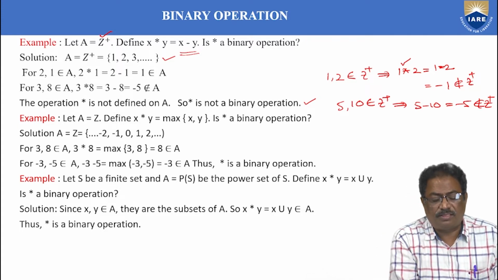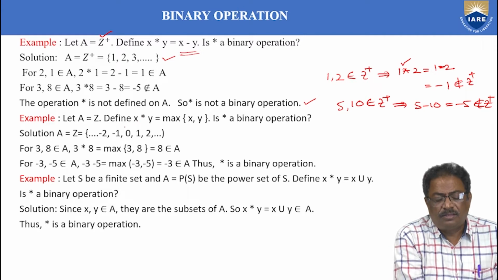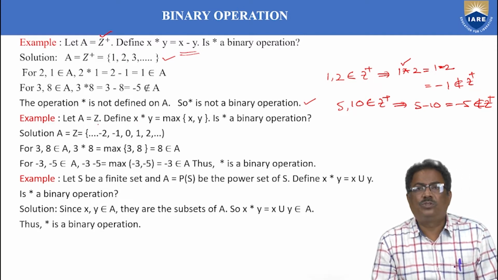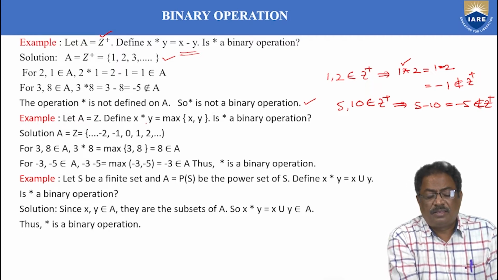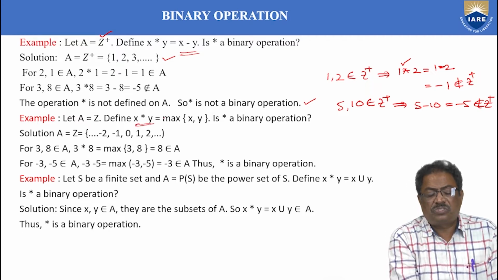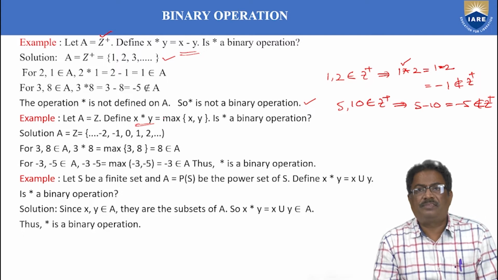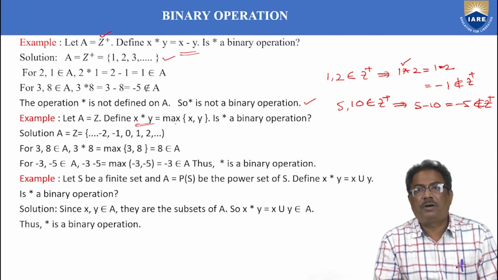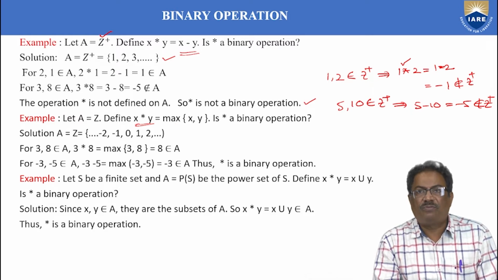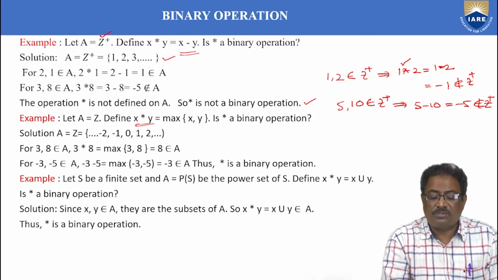Now let us go for the other one. So here let set A equal Z, and now x star y is nothing but the maximum among these two. Now we have to verify whether it is a binary operation or not.